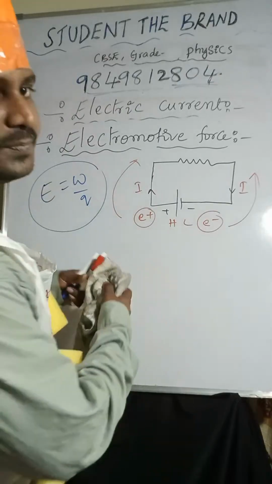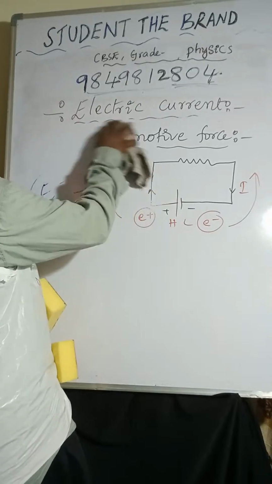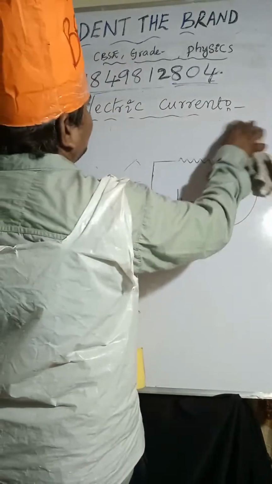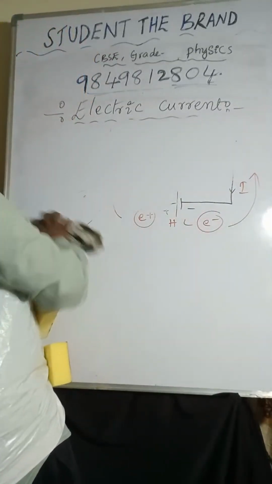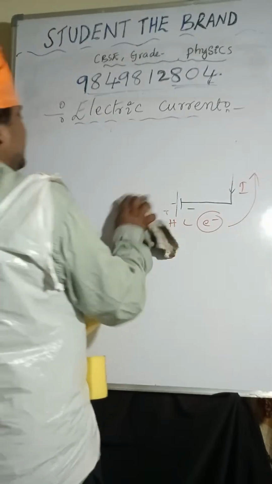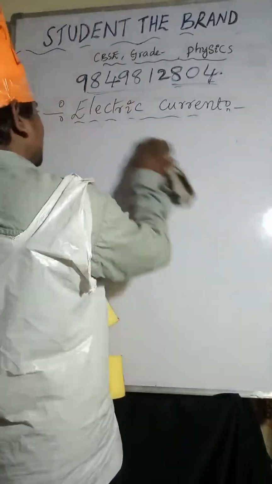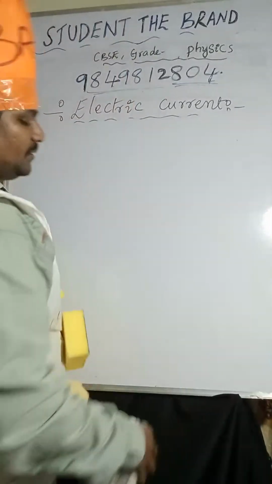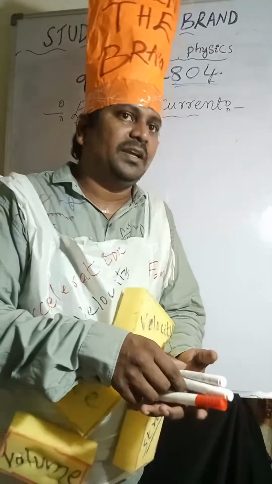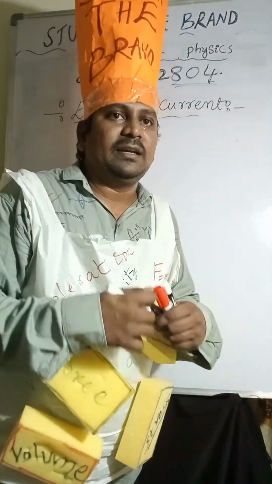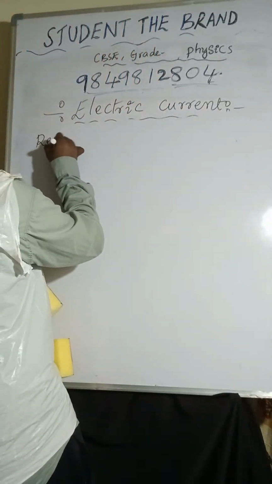Next, we'll discuss resistors connected in series combination and resistors connected in parallel combination. After that, we will discuss Kirchhoff's two laws. Now, resistors connected in series combination.